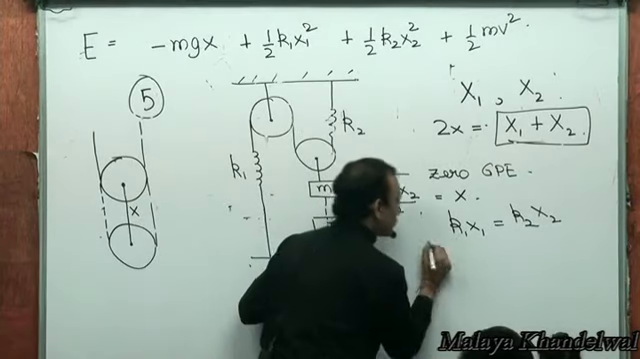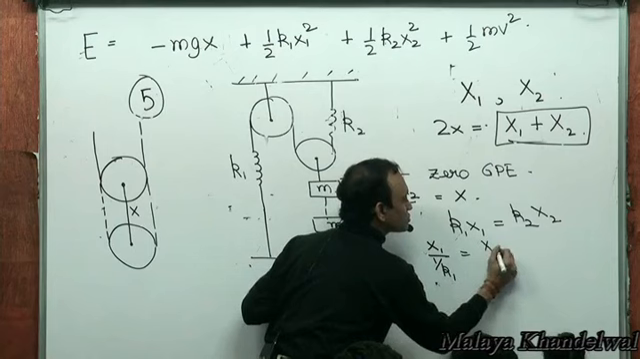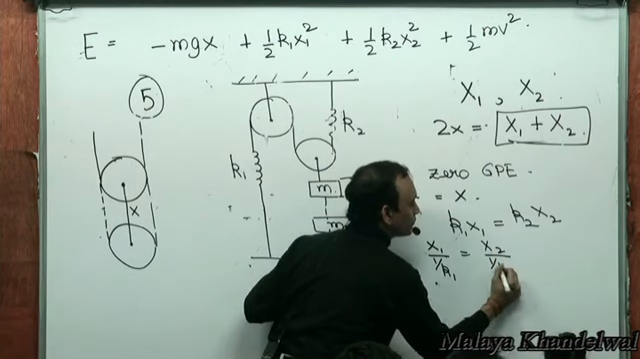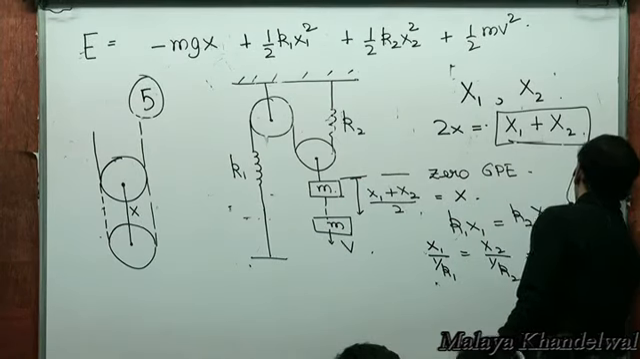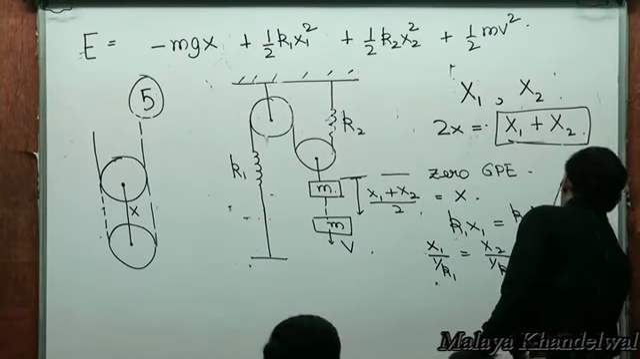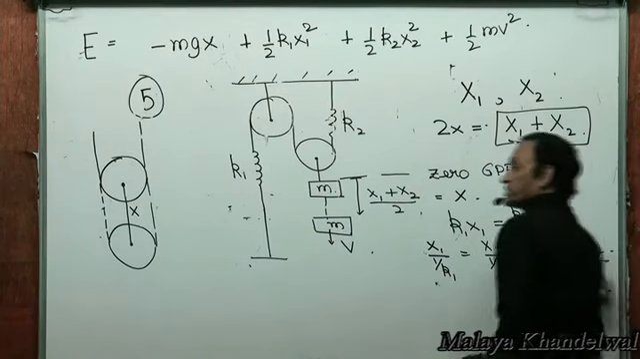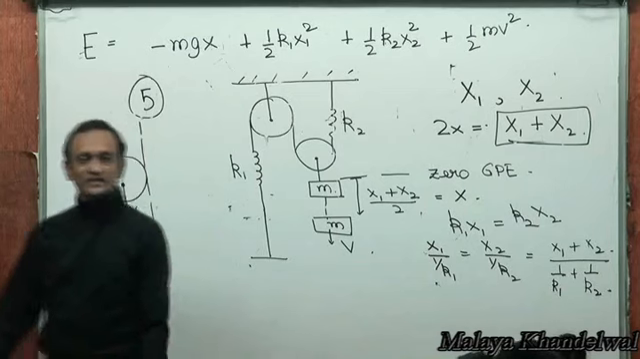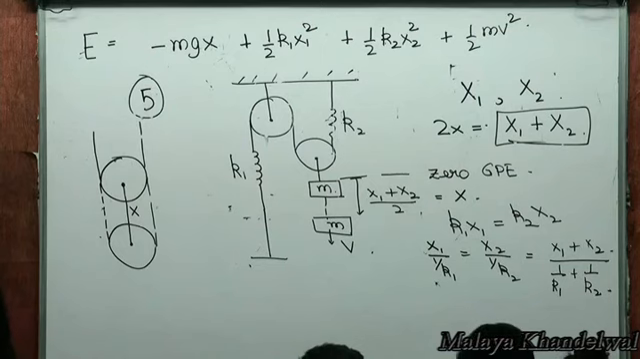Right? Or I could have written x1 divided by 1 by k1 is x2 divided by 1 by k2. Each is equal to x1 plus x2, sum of the numerators divided by sum of the denominators. You understand this? If two fractions are equal, then each will be equal to the sum of their numerators divided by the sum of their denominators.